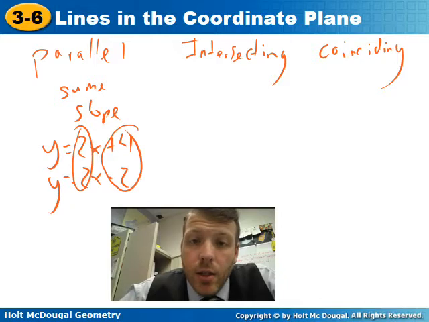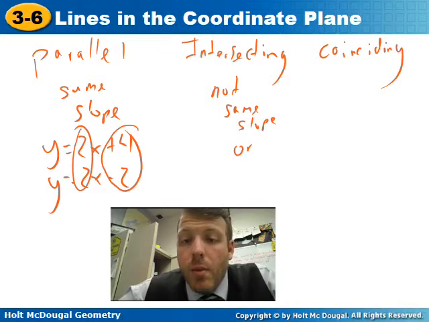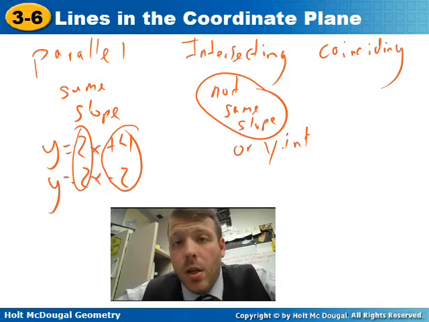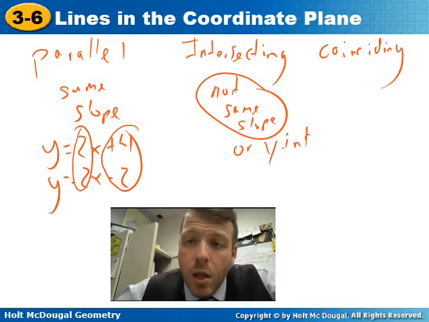Intersecting means not the same slope. It could have the same y-intercept, but it doesn't have to. But basically, not the same slope. That means they're going to intersect.